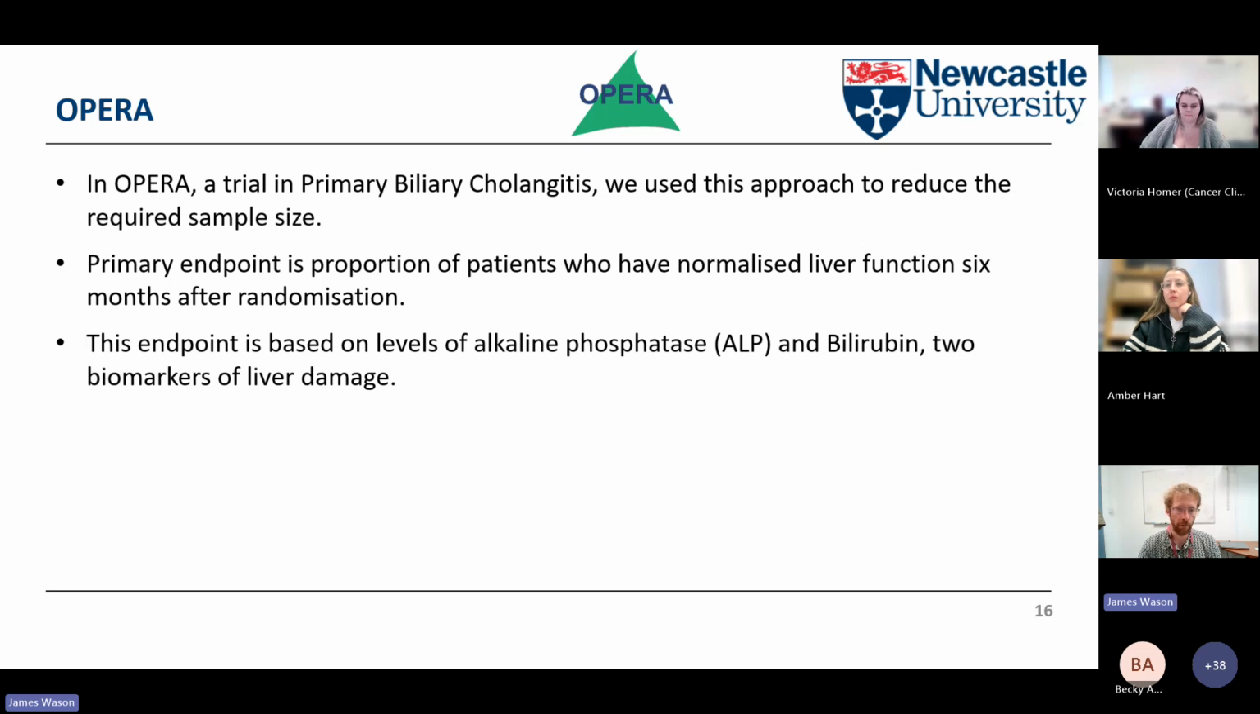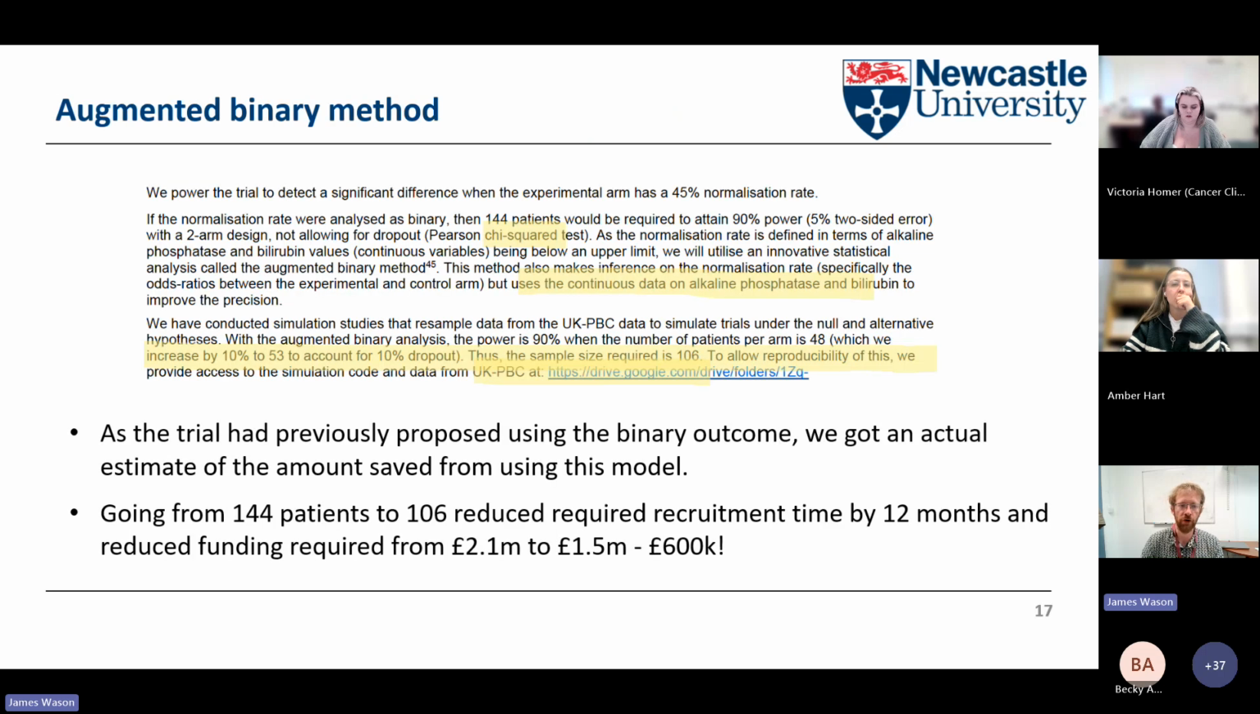And this is formed from 2 different biomarkers of liver damage, so ALP and bilirubin. And to be a responder, a patient's levels of ALP and bilirubin have to be within a certain range. So that's involving dichotomizing continuous information, which is therefore losing a lot of information. And if we can use this alternative approach, we can get higher power and reduce the sample size.